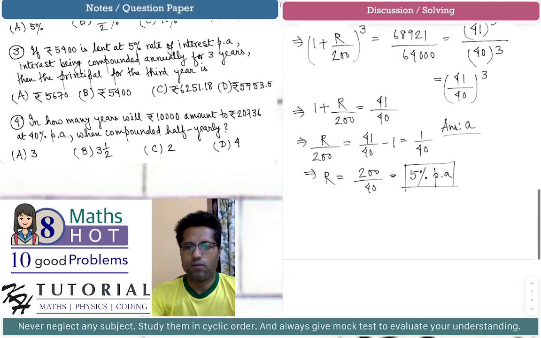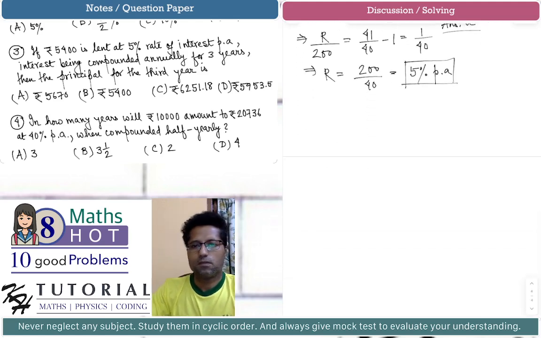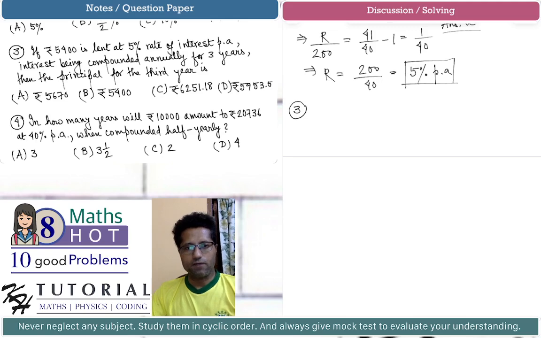Okay, let's do problem number 3. If rupees 5,400 is lent at 5% rate of interest per annum, interest being compounded annually for 3 years, then the principal for the third year is... Now, this is a little conceptual problem. What will be the principal for the third year?